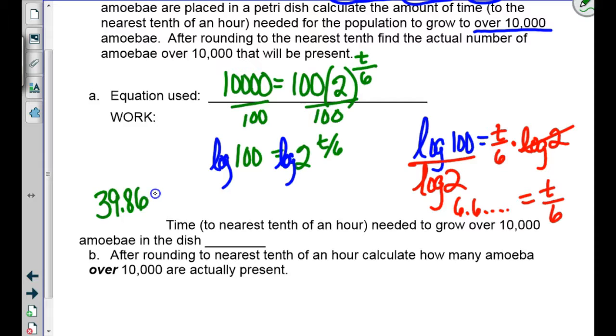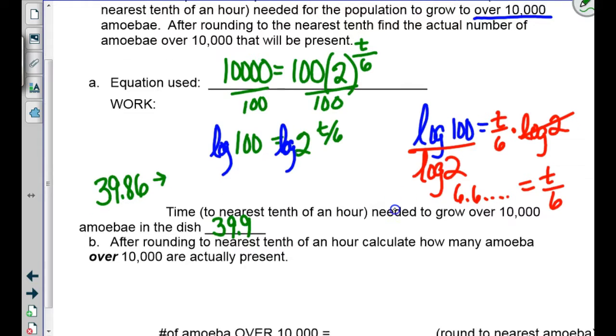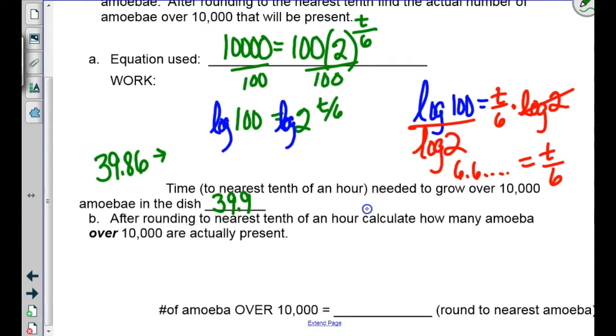Okay. It would round up either way, right? But if this had been 39.81, you're still going to have to round up to 39.9. And I'll show you what happens in a minute. It says to the nearest tenth of an hour, because we have to put this back in. It says, after rounding to the nearest tenth, calculate how many actual amoeba over 10,000 are present.